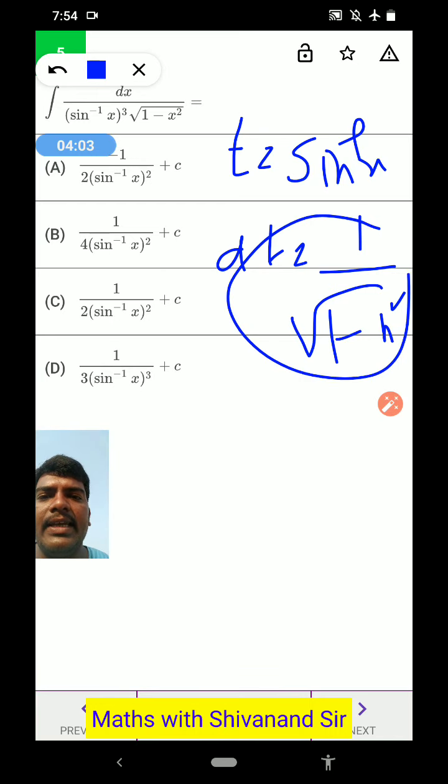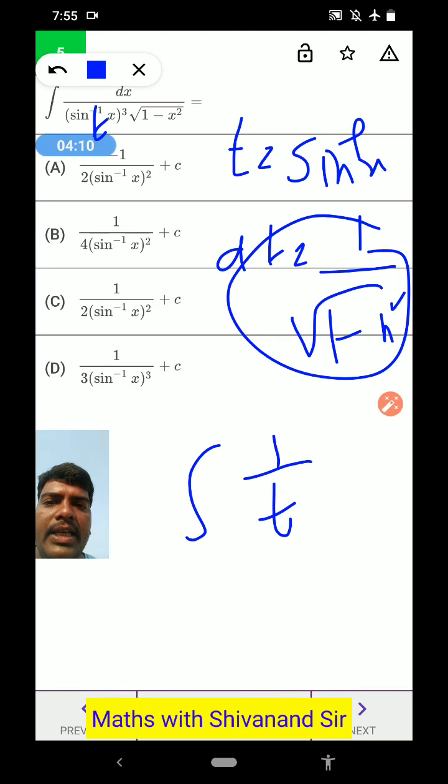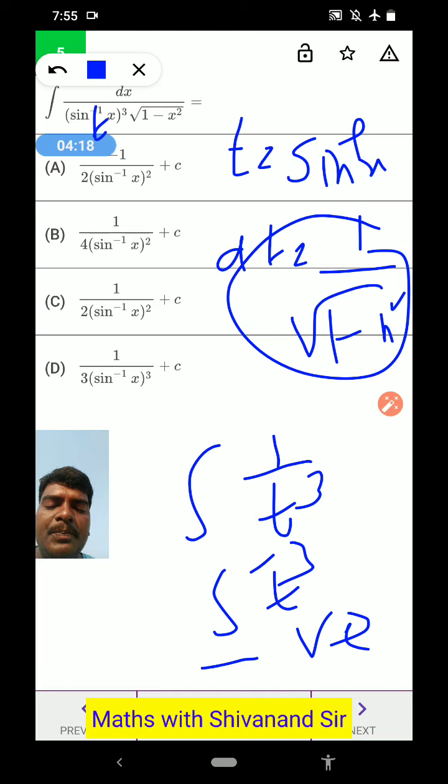So no need of writing this part here. If I take sin inverse of x as t, it becomes 1 by t cube. 1 by t cube means integration of t raised to minus 3. For t raised to minus 3, the answer is definitely negative. So t raised to minus 3 gives a negative. Check in the options which option has a negative in it. So definitely option number A.